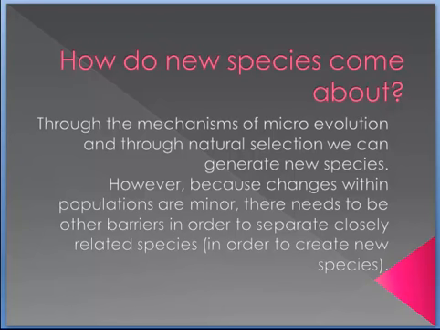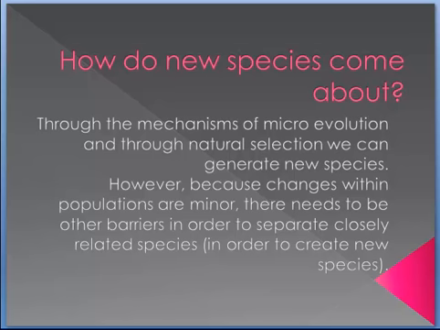In this podcast, we're going to talk about how new species come about, including the different types of selection. We're also going to review sympatric and allopatric speciation. And at the end, we're also going to talk about the different types of prezygotic and postzygotic barriers.